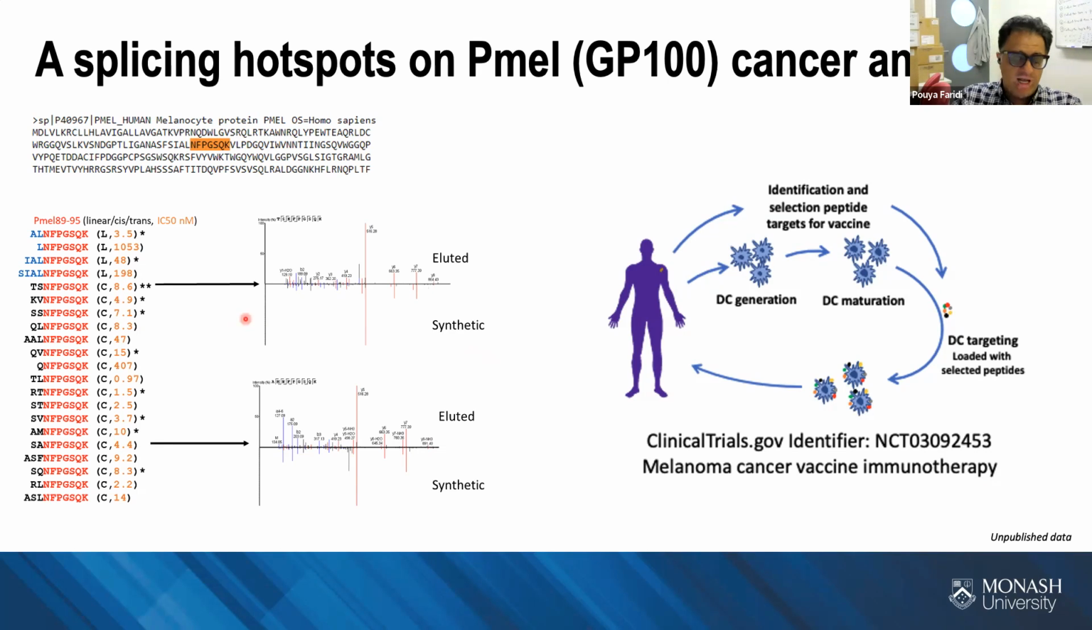But ultimately, after all of this validation, now we have these peptides that you see here on the left-hand side in a clinical trial, where melanoma patients receive this peptide as a vaccine for melanoma immunotherapy. So this is how we developed a technology to find peptides presented on the cell surface from a non-cancer antigen, and we are using them in a clinical trial.